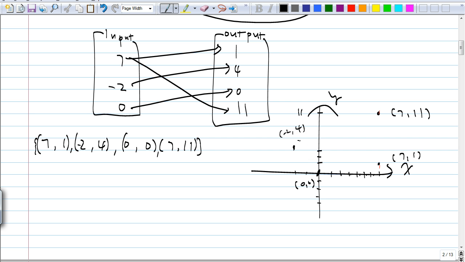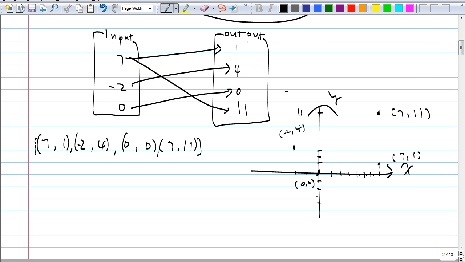All right. So there are 3 ways of representing a relation. There may be more, but right now this is good enough. They could either give it to you as input and output boxes like this, or as a set. Or of course, if you have ordered pairs, you could always plot them.